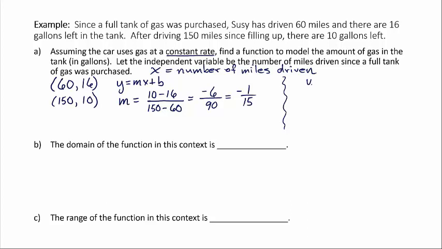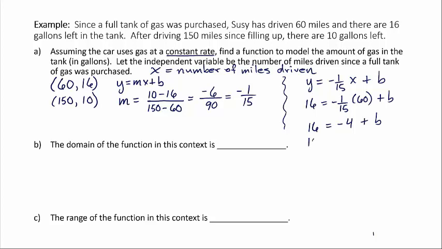Okay, so now that I have the slope, I know this much, right? y is equal to negative 1/15 x plus b. Okay, now to find b, the y-intercept, I'm going to use one of the points that we were given. I'm going to use (60, 16). It doesn't matter which one you use. So the output value, the y value, is 16, and the input value is 60 in our case. Like I said, even if you use the other point, this will work. So I end up with 16 equals negative 4 plus b. All right.